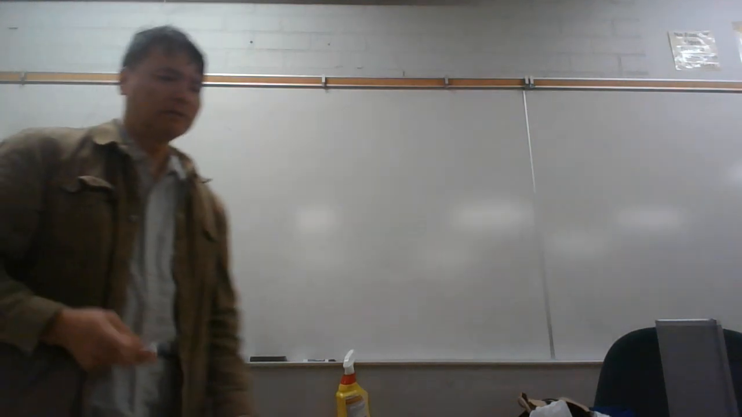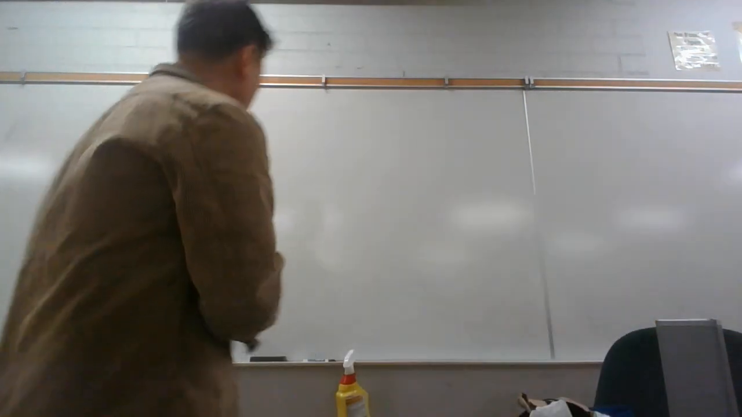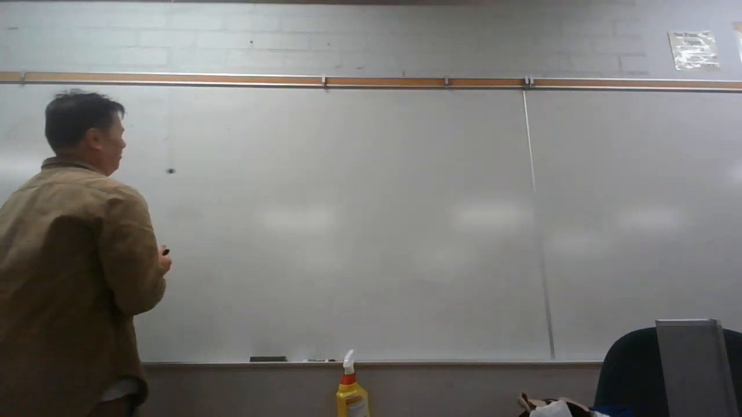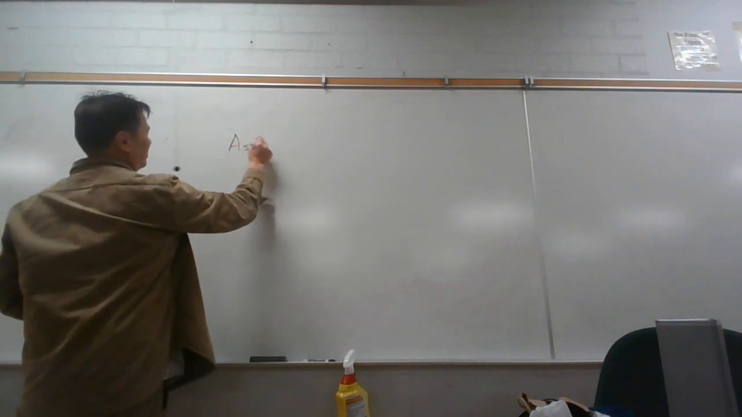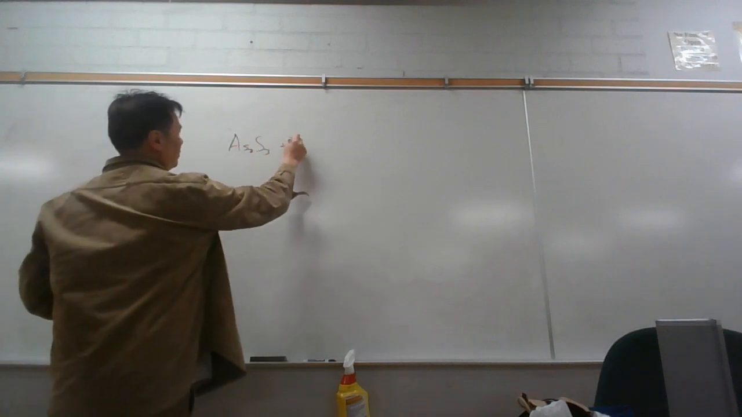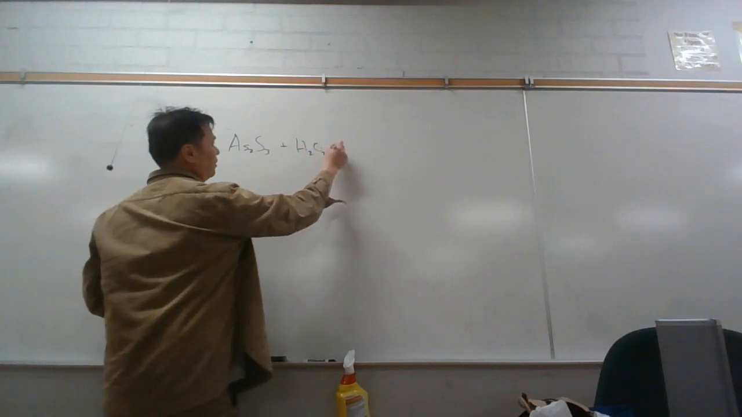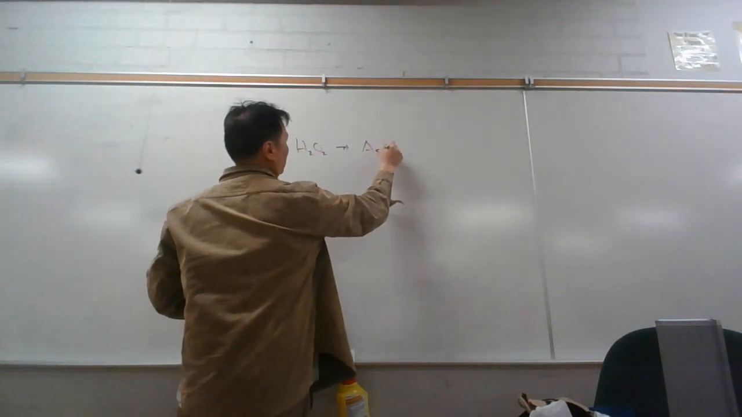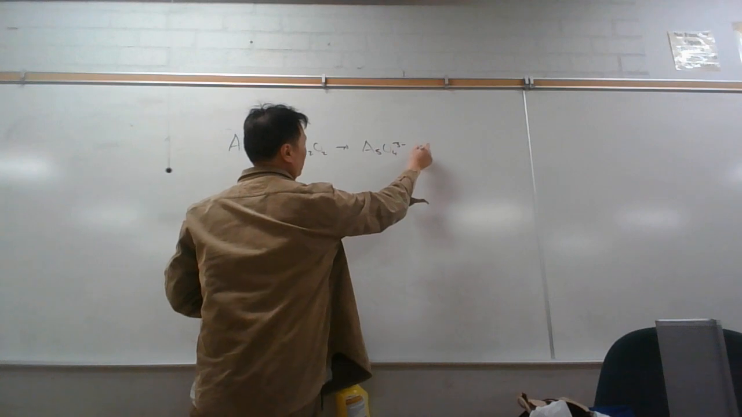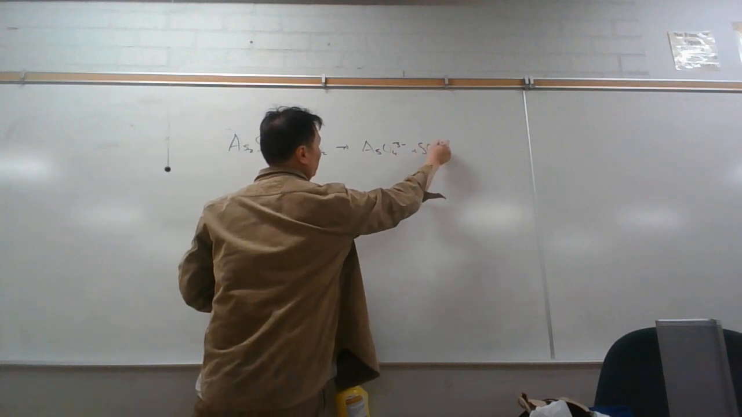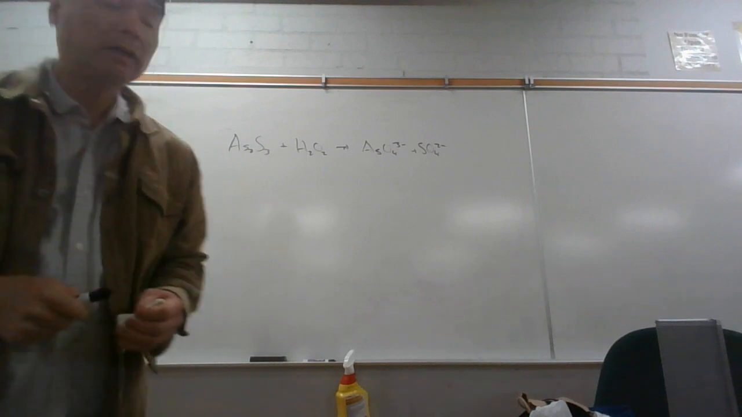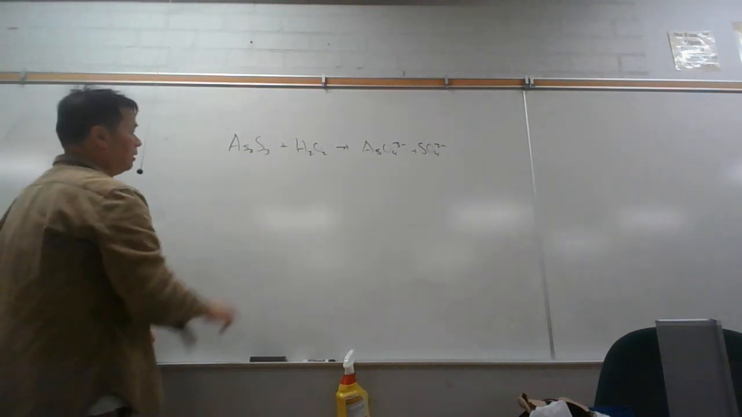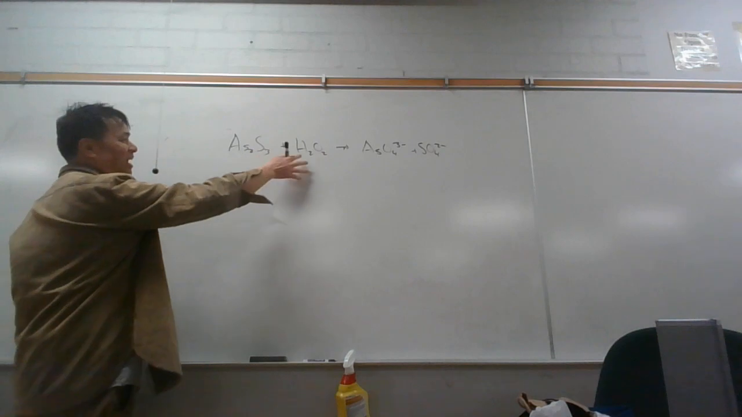Yeah, it's As2S3 plus H2O2 goes to AsO4 3- plus SO4 2-. All right, so something like this. The first thing I see is hydrogen peroxide.